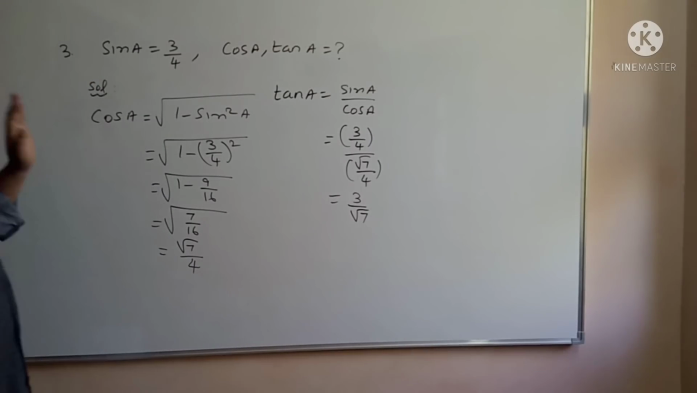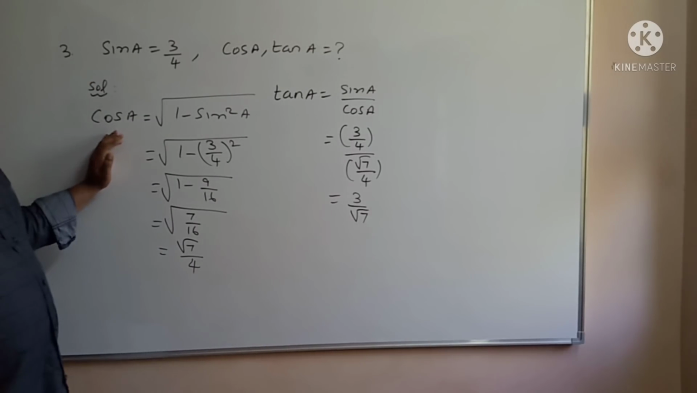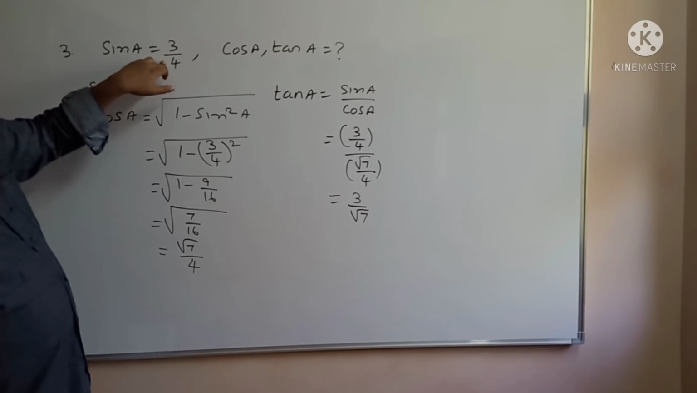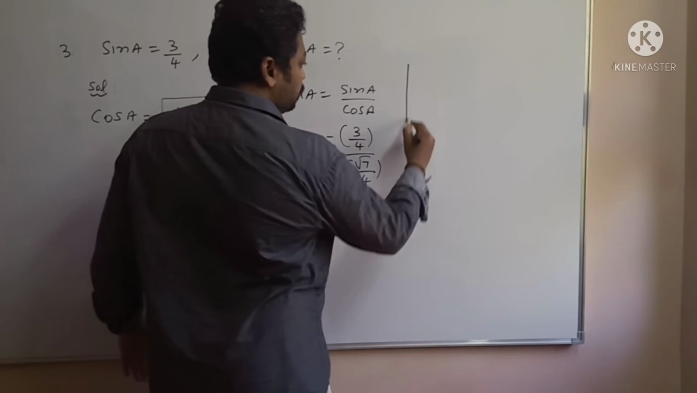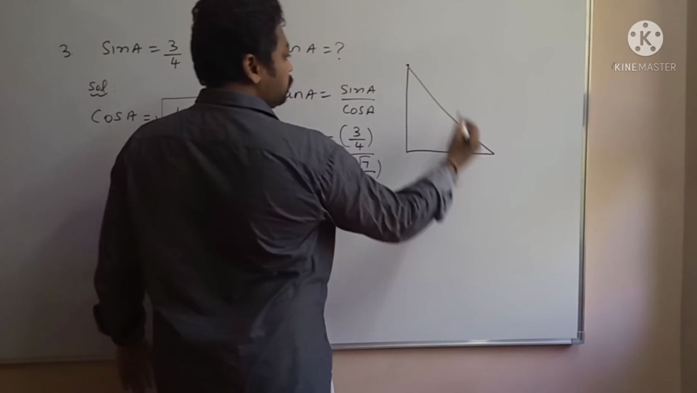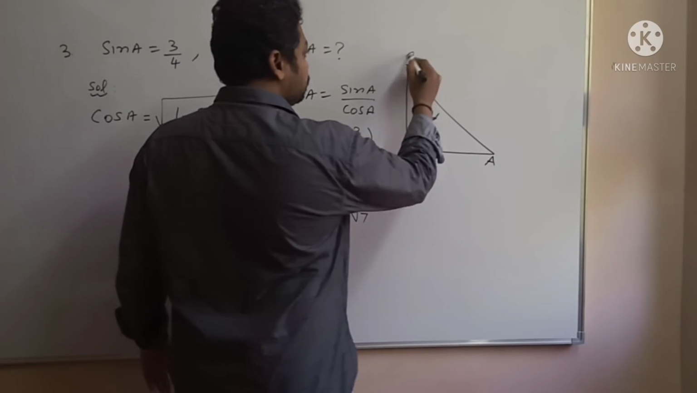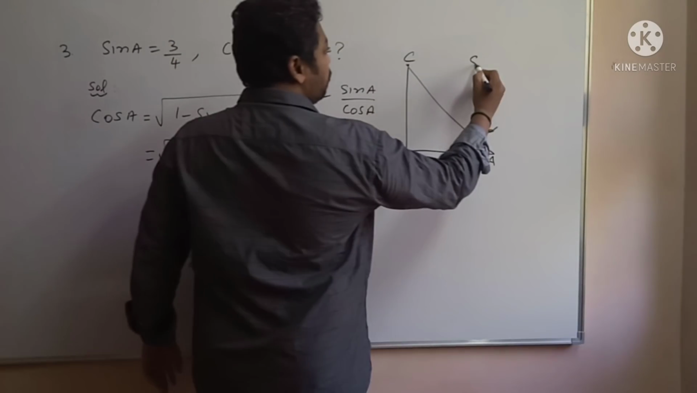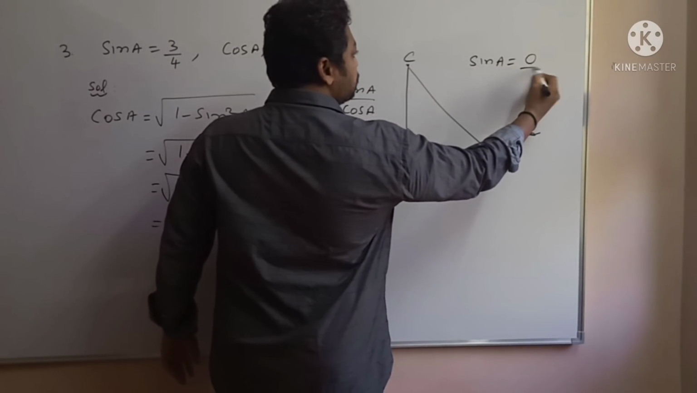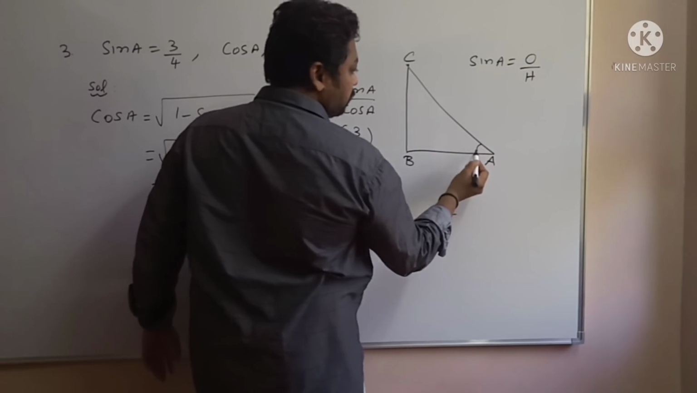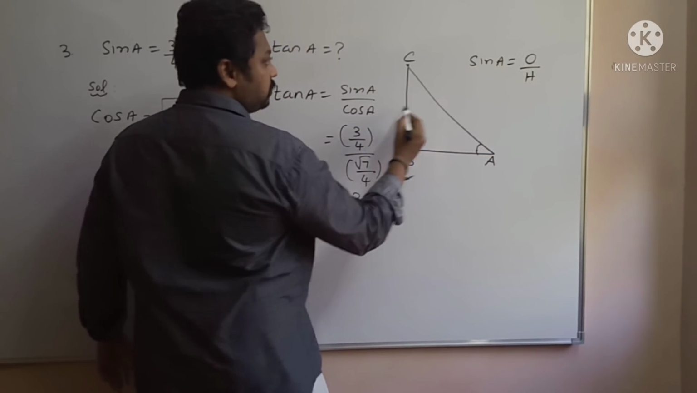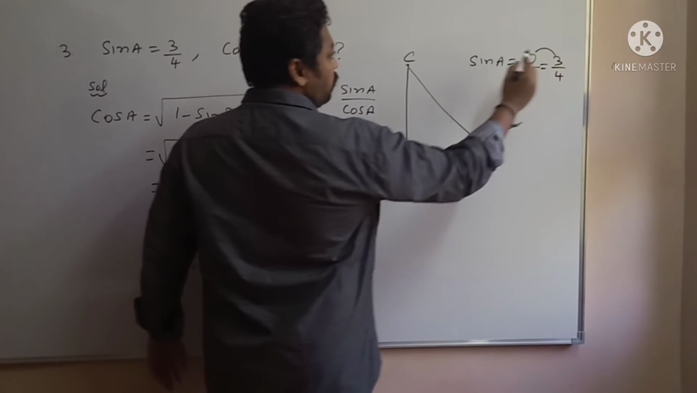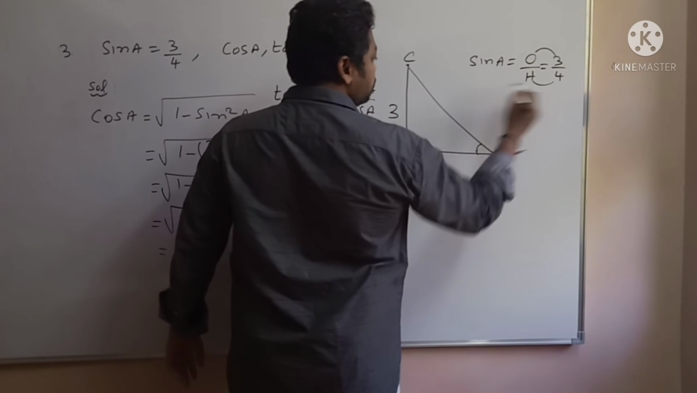Okay. So the same question we will solve using the Pythagoras theorem and the ratios. Sin A is given as 3 by 4. Just to draw a right angle triangle, let it be A, B, C. So sin A we know is 3 by 4. What is the formula for sin A? Opposite side by hypotenuse. This is angle A, so the opposite side is this. That is given as 3 by 4, so the opposite side is 3 and the hypotenuse is 4.